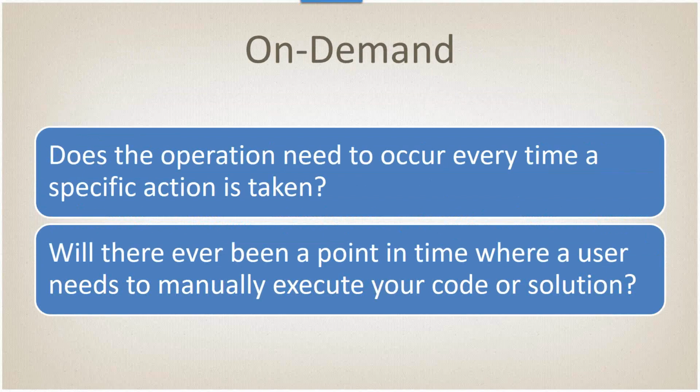The next question is, does this operation need to occur every time an action is taken? Or is there ever a point where something needs to happen in the future, but we want to manually fire that off? That is the difference between creating a solution using either JavaScript or a plugin, which is every time, or an on-demand workflow that is executed manually. Plugins always get executed. Workflows can be executed when something happens or manually, and workflows are pretty much the only thing like that, besides pushing a button on the ribbon.